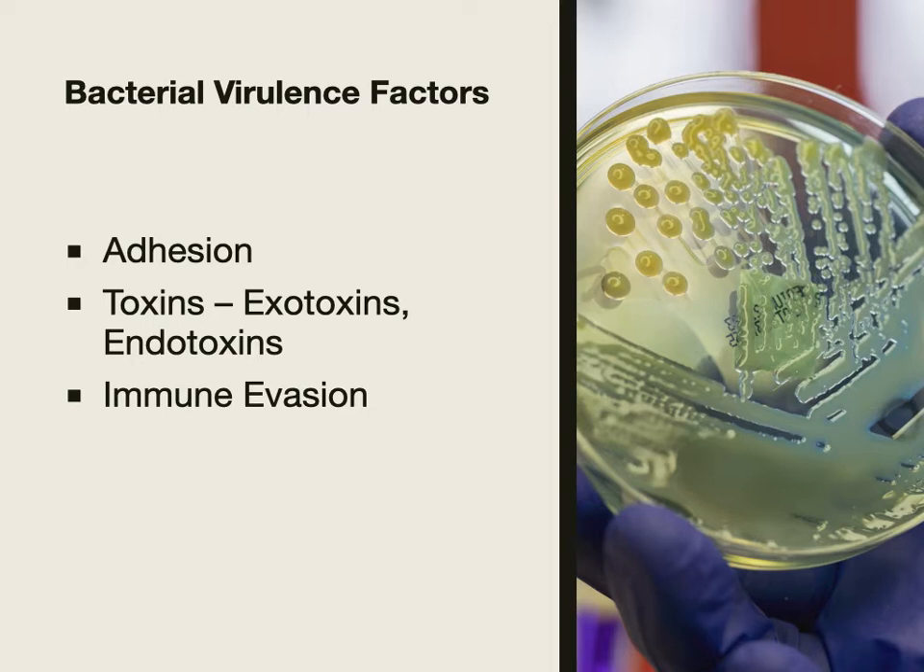We can also have bacteria producing toxins, and they fall into two main categories, exotoxins and endotoxins, so we'll talk about those. And then we also have invasion of the immune system, and so if we think about the immune system, we have innate and we have adaptive, and so we can have different factors that target different parts of the immune response, so we'll look at those too.